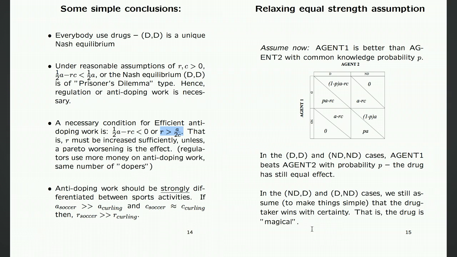This magical drug concept perhaps needs some further explanation. What I really mean here is, recall we assumed previously that if one of these guys took a drug, he will win if the other didn't. And of course that was plausible given that they were equal. Now they are suddenly unequal. But what we assume here is that the drug is so strong that even if the better person doesn't take drugs, the other one will always beat him if he takes drugs. Okay? This is kind of important.